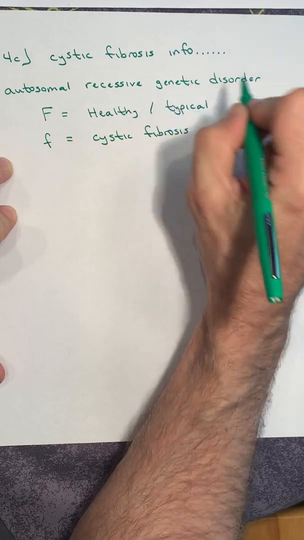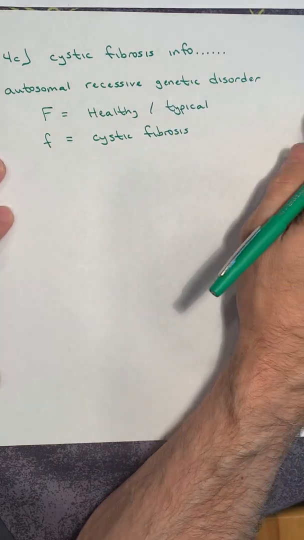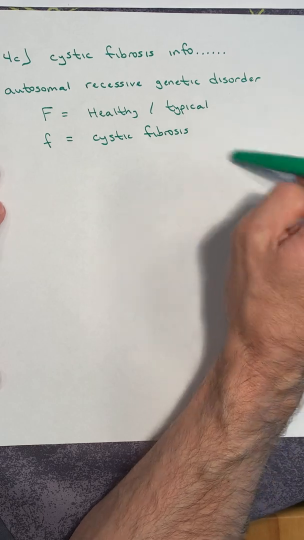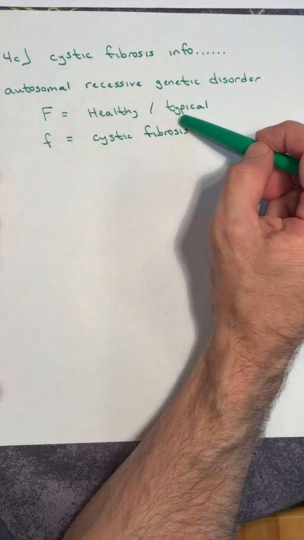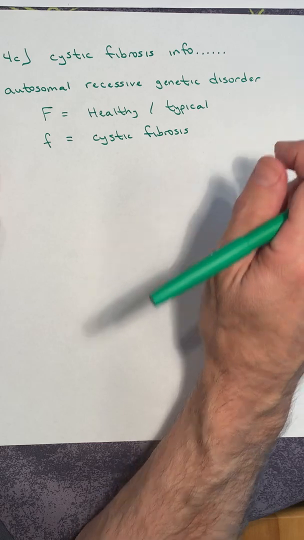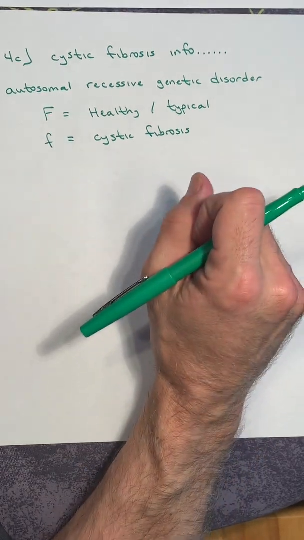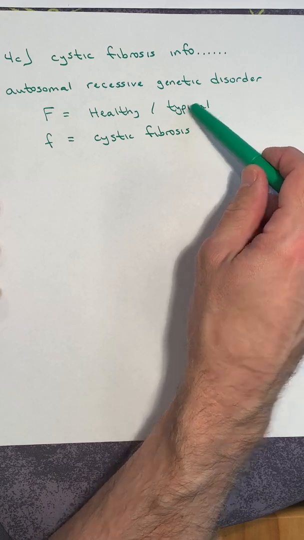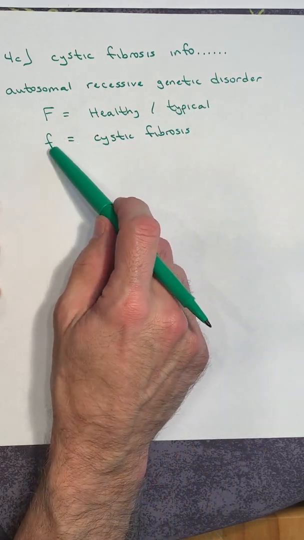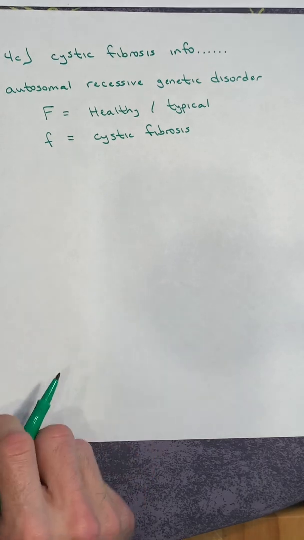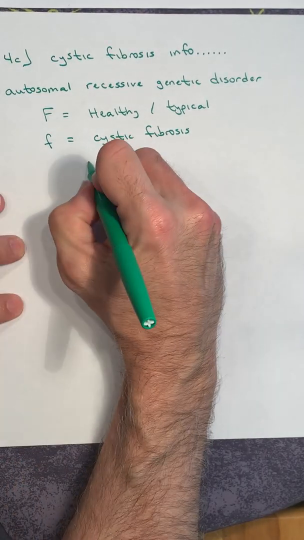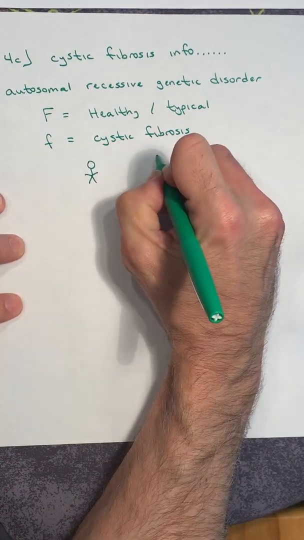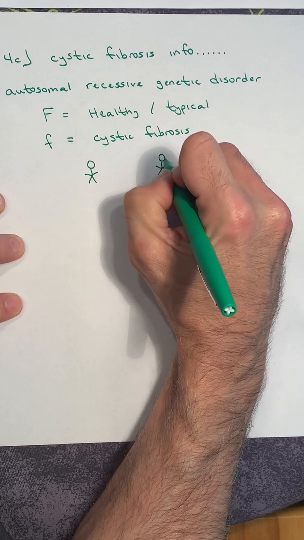You want to stay away from the term normal. None of us is normal. We all carry detrimental alleles like cystic fibrosis, and we all have mutations. So none of us is normal. It's not the way it works. We are healthy or we are typical. And then there are certain individuals that receive 2 copies of the detrimental allele, and then they have some condition or a disorder.